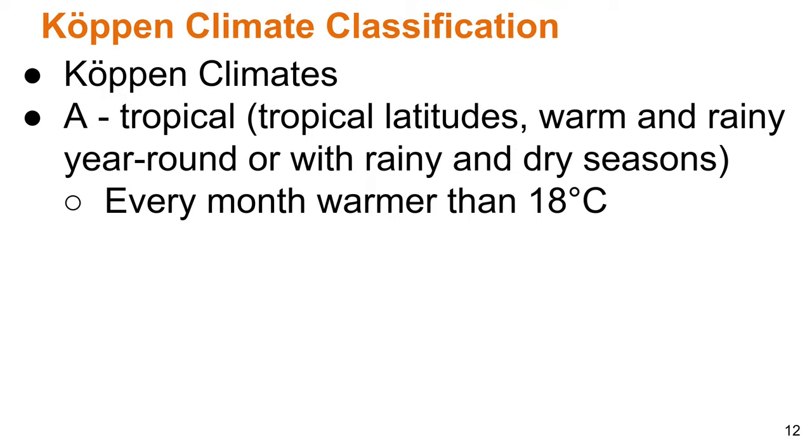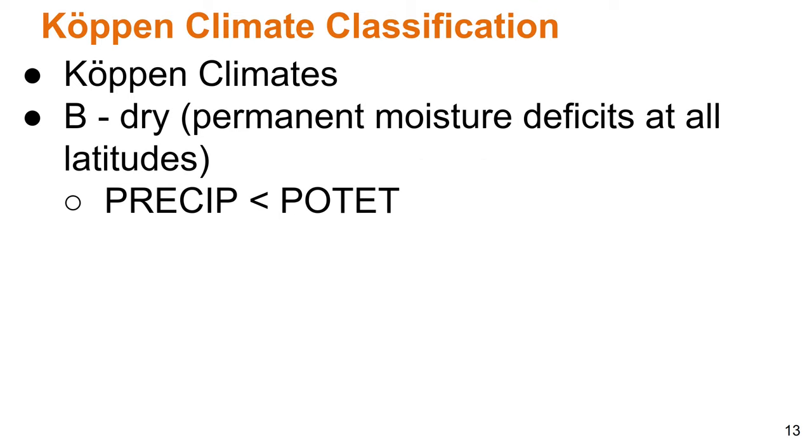So to be a tropical climate, the first criteria you have to meet is every month warmer than 18 Celsius, which is 64.4 Fahrenheit. If it is, then it's a tropical climate. If it's not, it's something else. So B climates, they have permanent moisture deficits. Precip is less than PET.